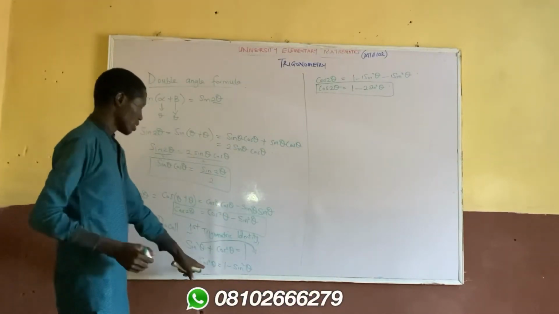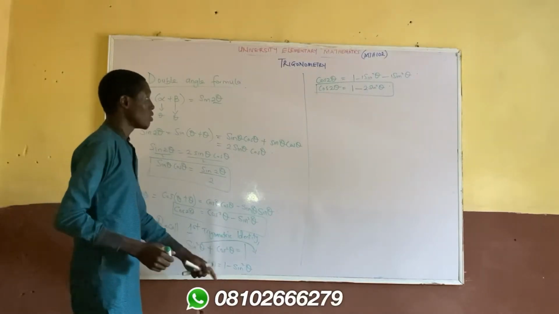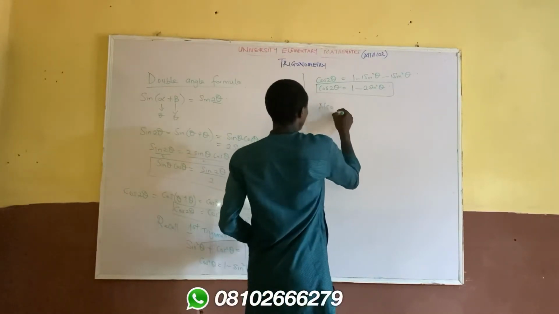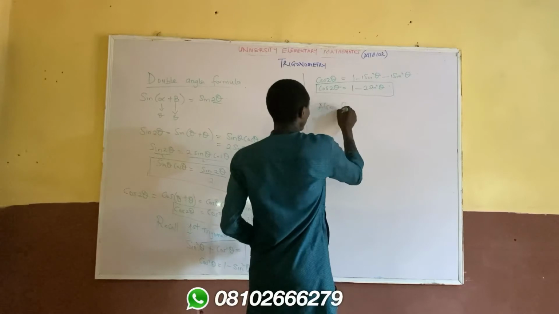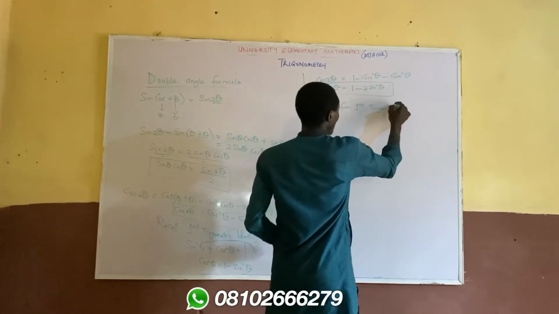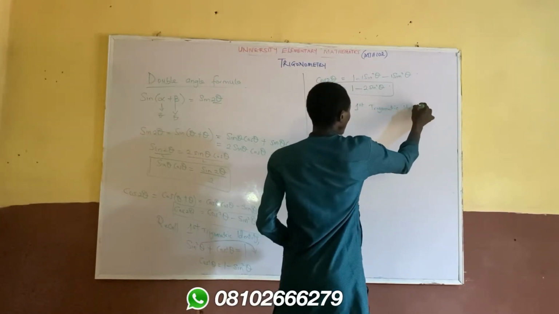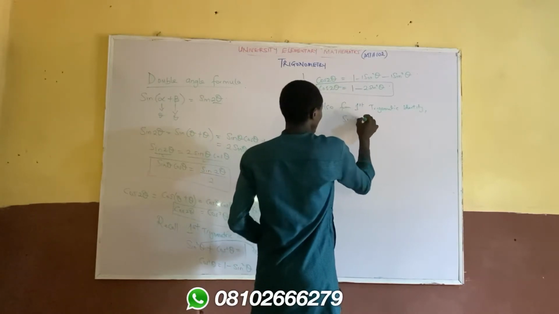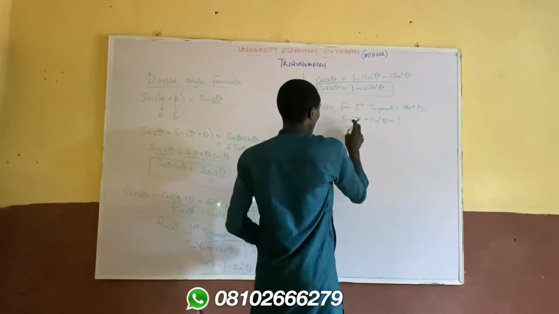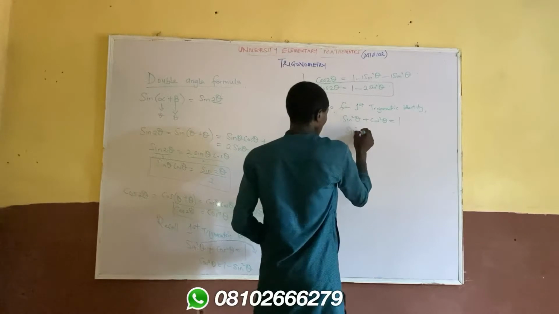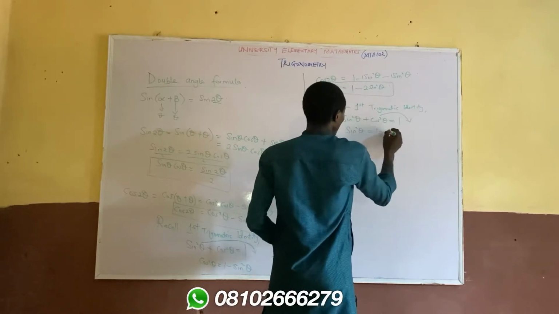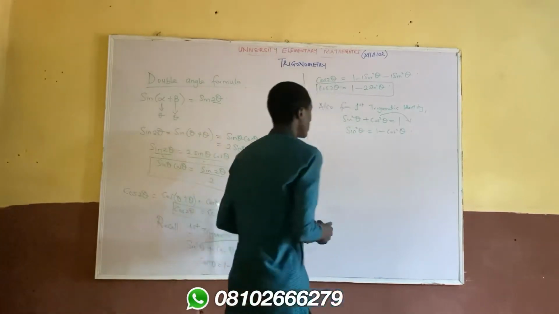Now, we also make the sine squared theta formula. From the first trigonometric identity, we say sine squared theta plus cos squared theta equals 1. So what is sine squared theta? When you take cos squared theta to the other side, you have 1 minus cos squared theta.